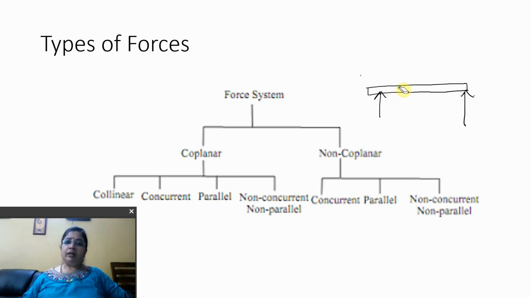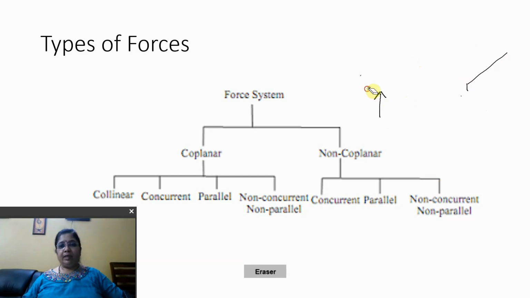You could have non-concurrent, non-parallel also, and I'm not going to the examples now, right? Non-parallel is force like, okay, if you want this here, I may have something hanging here. So they are both acting here. They are non-concurrent. They are also not parallel. Non-coplanar in different planes. There also you could have in different planes concurrent, parallel, and non-concurrent, non-parallel. Since I told you what each of these mean, we will see these as and when we go.